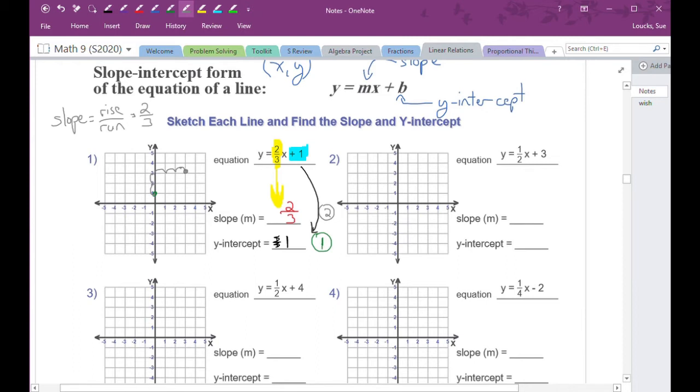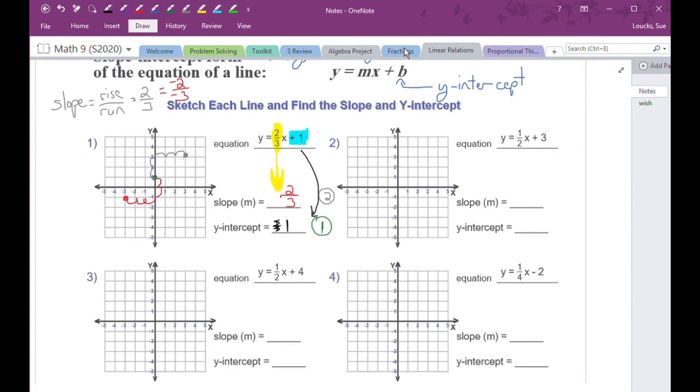All right. It's always a good idea to have 3 points before you draw your line. So remember, 2 over 3 is the same as -2 over -3, right? So starting at my same starting point, I can have a rise of -2 and a run of -3. So that gets me to there. And then I can draw my line through there. Okay, now I'm just going to draw my line.